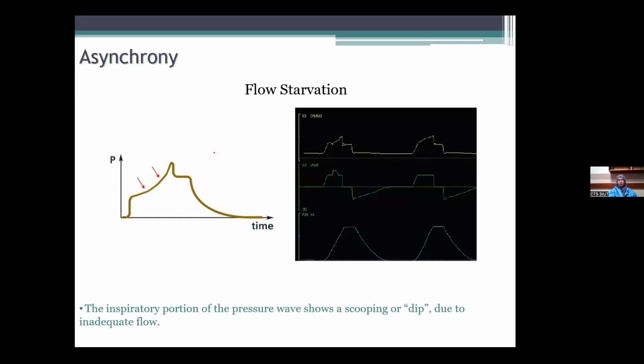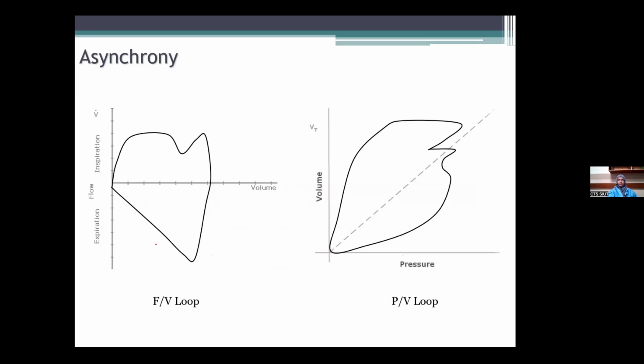So this is how your waveform is going to look like in a volume controlled mode. Your pressure waveform is going to show this. So it's not a nice accelerating ramp over here. You're going to see this dip over here, which basically shows that the amount of flow for the patient is just not enough. And this is how the flow volume would look like for a patient who is in air hunger or is in asynchrony.